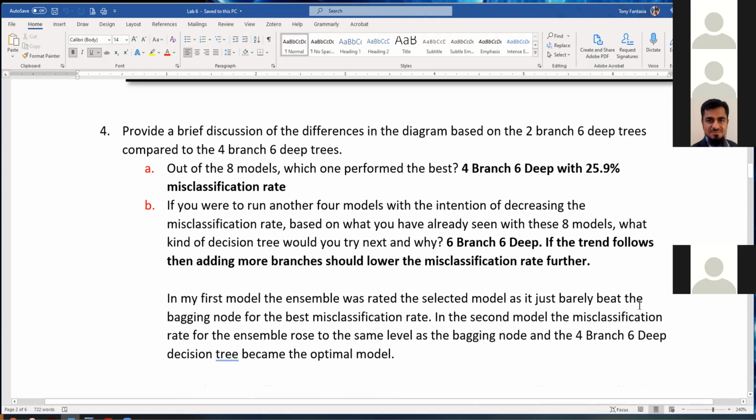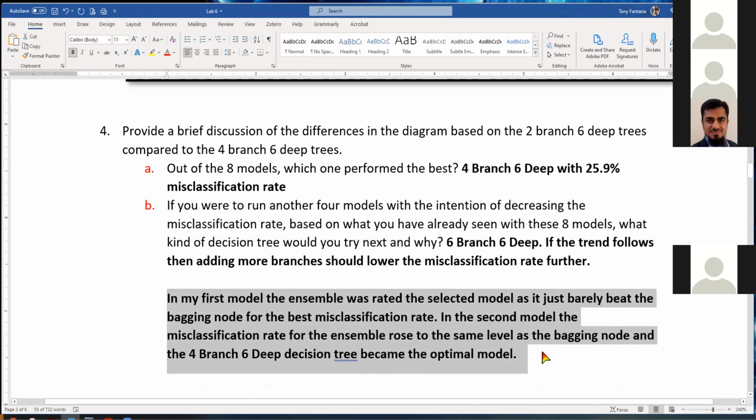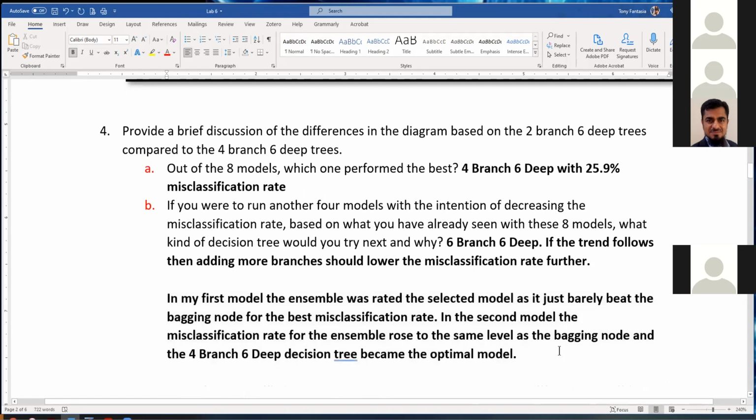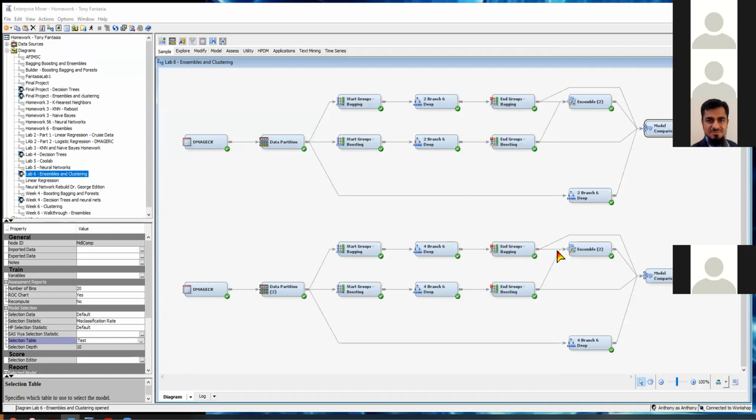Tony, I think with more branches, the misclassification will be lower. But actually, when I run the model, it's not true. I ran another model for 6 branch 6 deep and 8 branch 6 deep, and the result that came out is not what I expected. It's so strange.